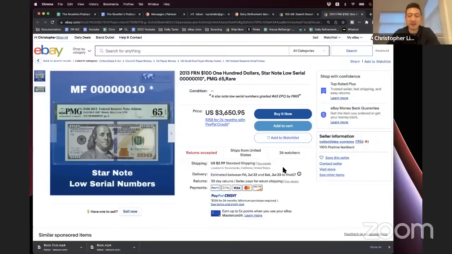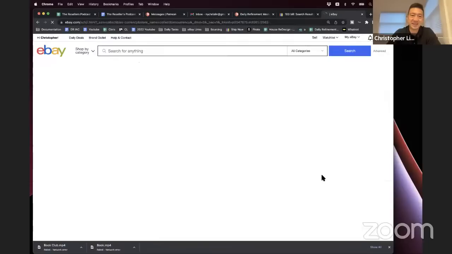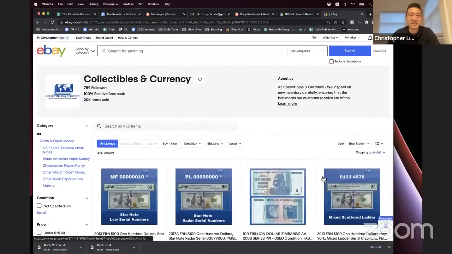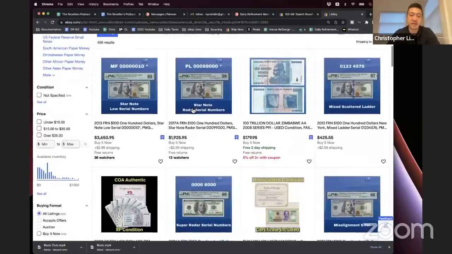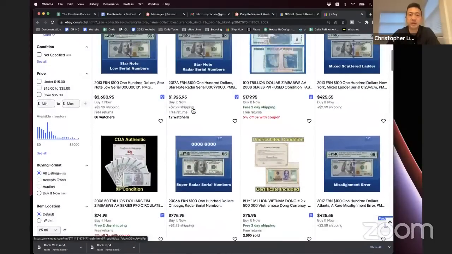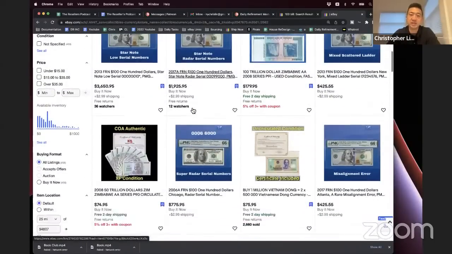This is so funny. I tell people to niche down. Look at this person's username, collectibles currency. Okay, what do you guys think this person sells? 20,000 items sold, and they rank really well. I've never actually looked this up, but look at these bills. Every single one's over $100.